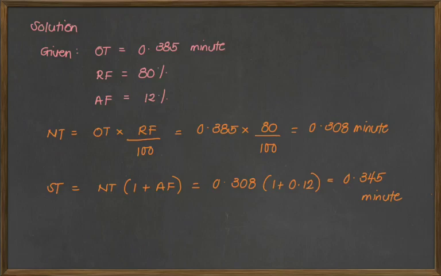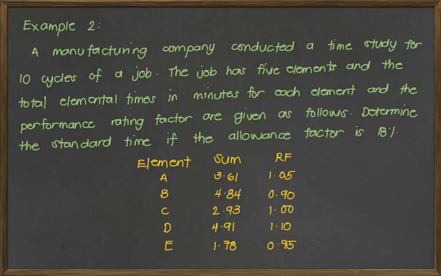Now, let's have another example. So, for example 2, a manufacturing company conducted a time study for 10 cycles of a job. The job has 5 elements, and the total elemental times in minutes for each element and the performance rating factor are given as follows. We want to determine the standard time if the allowance factor is 18%.